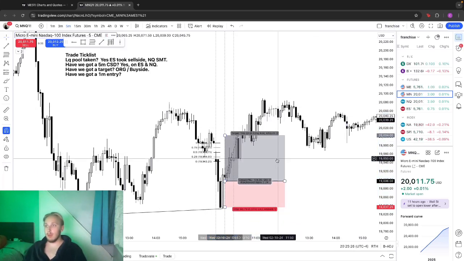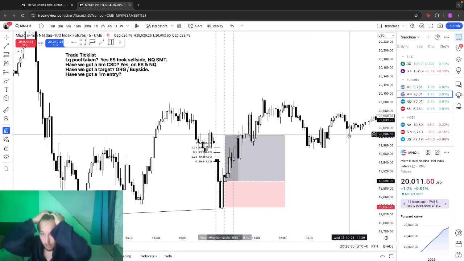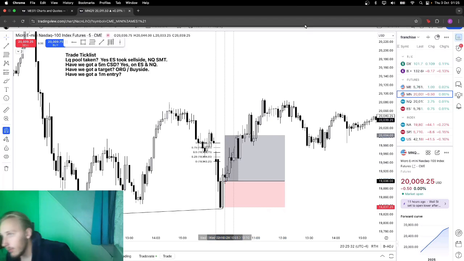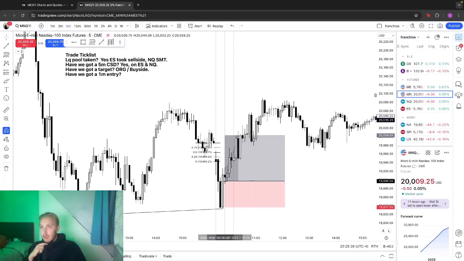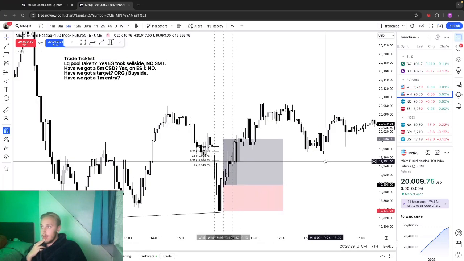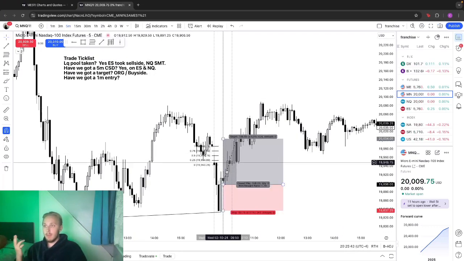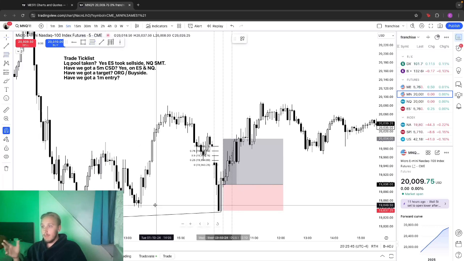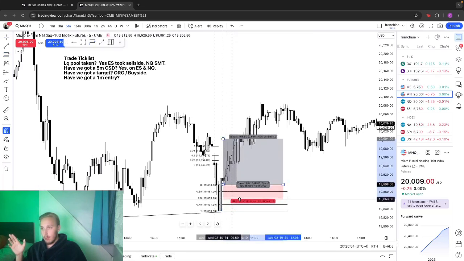Now, I know you don't focus on R, but do at the same time, because if you're not making more when you win than when you lose, you're not going to be profitable. So as soon as you get the 5 minute CSD, that's a confirmation to go on to the 1 minute time frame. Now, if you don't feel comfortable doing that, you honestly could just put it below the 50%.